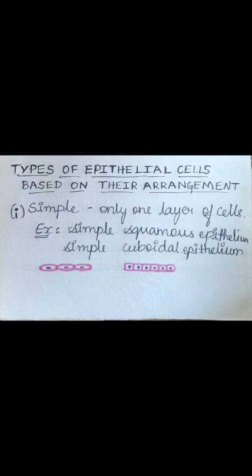The nuclei are located at the same level and near the basal membrane. When viewed under the microscope, it appears as a single layer of cells with uniform height. Examples of simple epithelium are simple squamous epithelium, simple cuboidal epithelium as well as simple columnar epithelium.